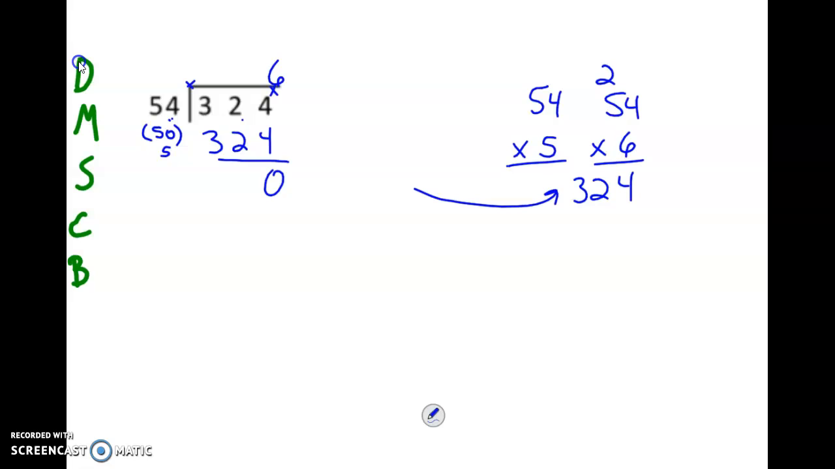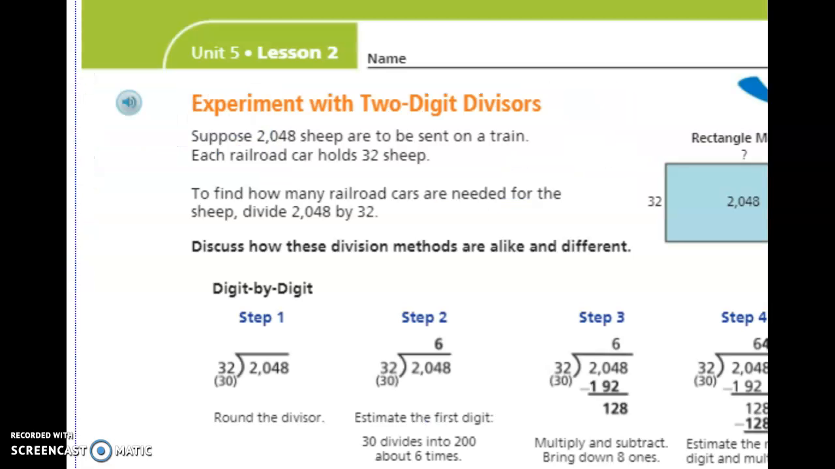Well, there's no other numbers to bring down. There's a 0 here. I am done. My answer is 6.